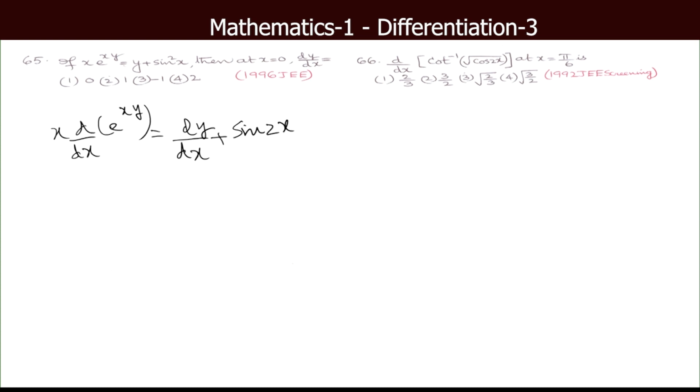So, dy dx at x equal to 0. When x equal to 0, this will be 0. Oh, here the product rule, there is another one. Plus e power xy into derivative of x.